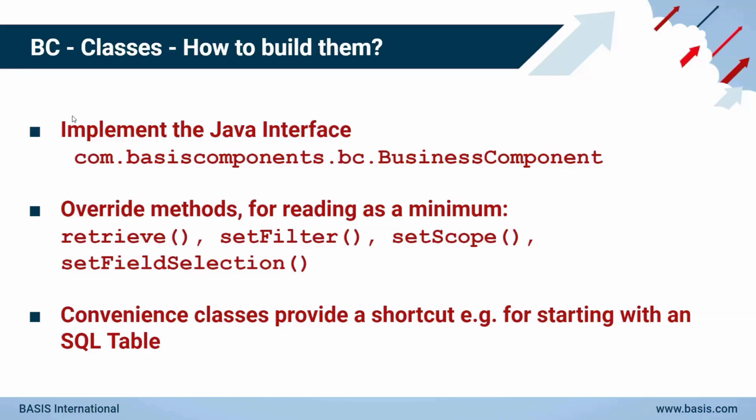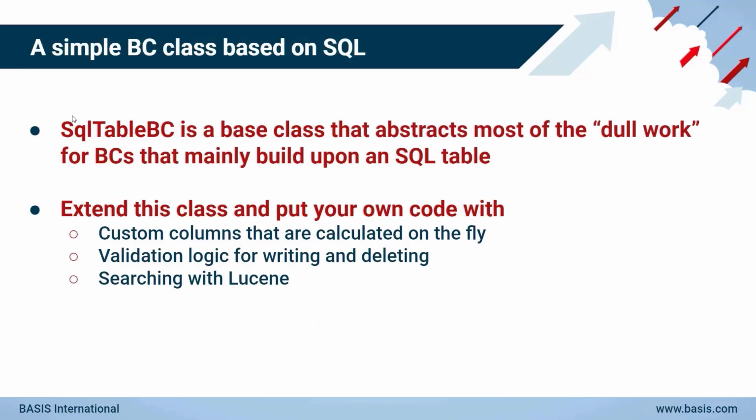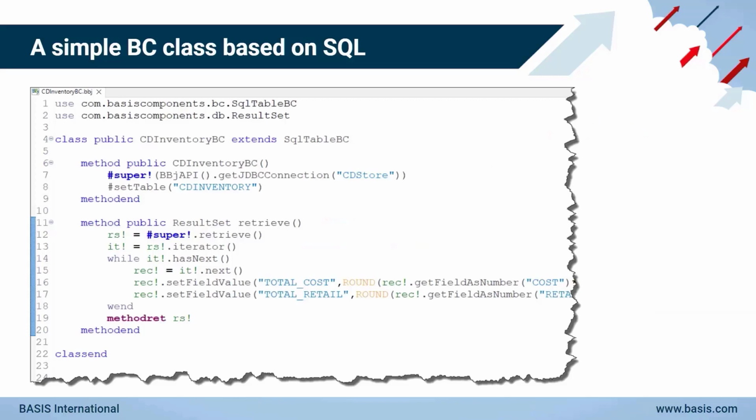For instance, if your BC API class should be based on an SQL table, SQL Table BC is a base class that abstracts most of the dull work for BCs that mainly build upon an SQL table. You extend this class and put your own code that, for instance, calculates custom columns or adds validation logic for writing and deleting. You can also add searching with Lucene in that class. Let's have a look at a simple example.